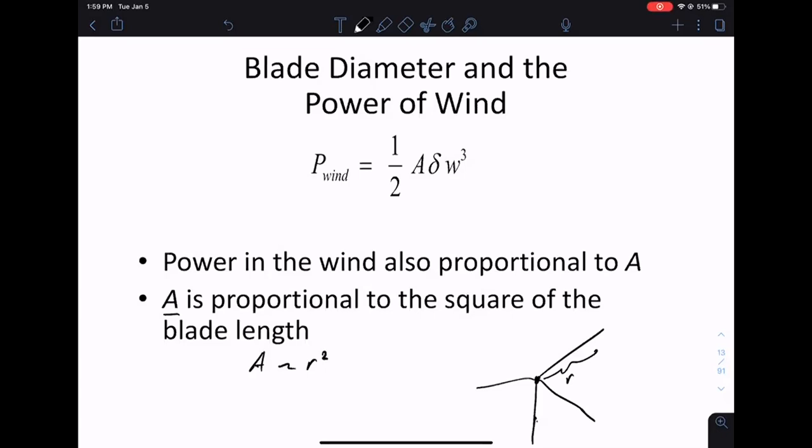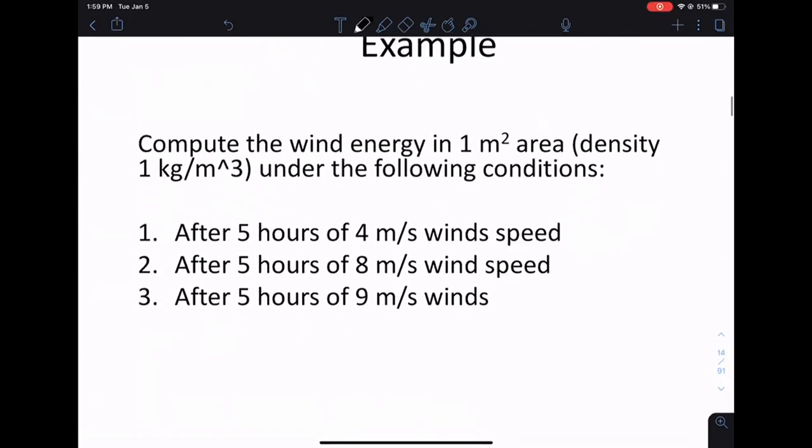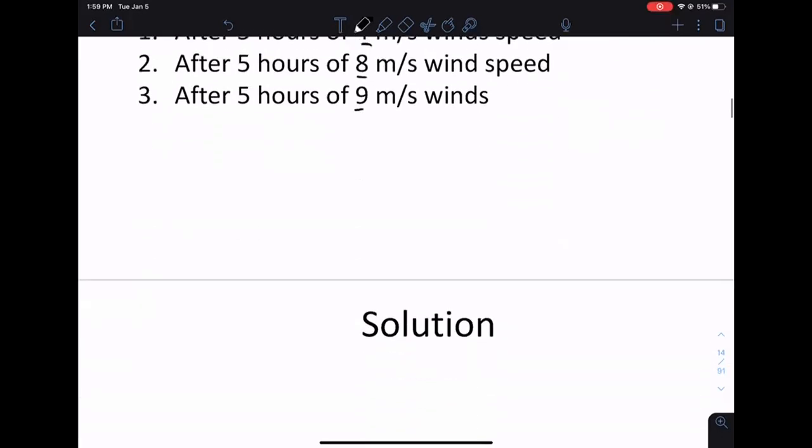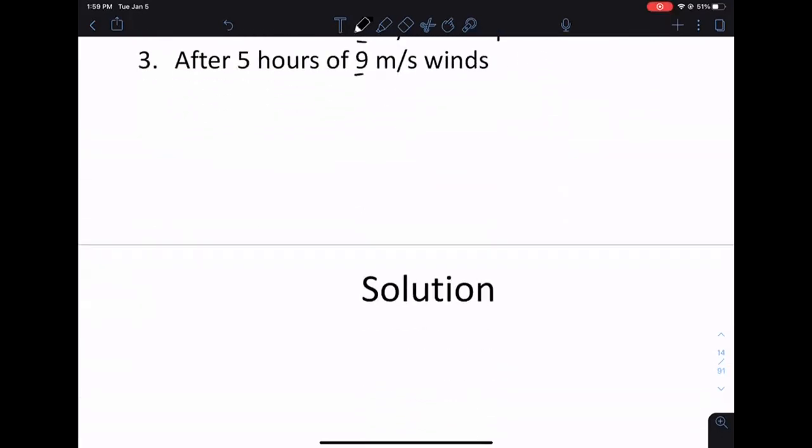Okay, so let's do a simple exercise. Not everything in the class will be this easy, but let's do a simple exercise. Let's say we have wind energy in an area that's 1 meter squared. Let's see how much energy we generate. Really this is looking at how speed comes into it. We have the same area, same number of hours, different speed, how much energy do we generate? This is really easy, so we plug into the equation.